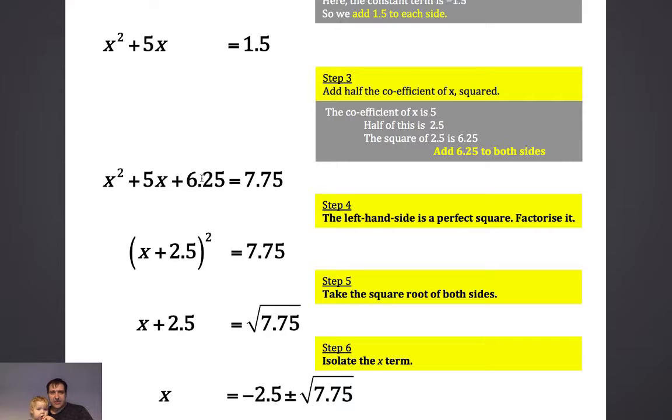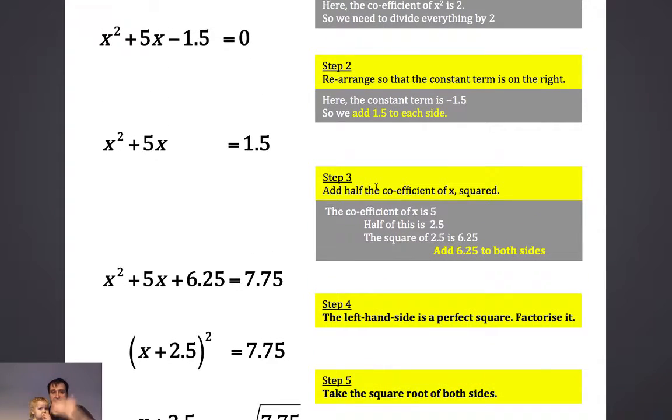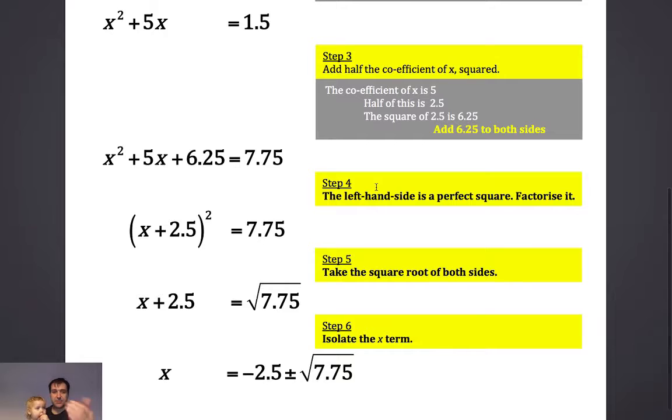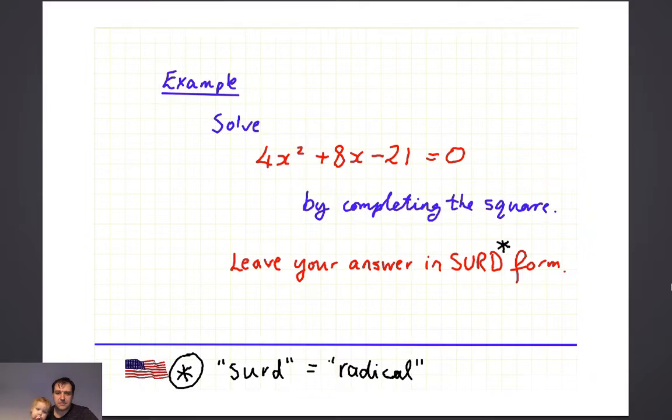Okay, so that's how we did it for that particular example, but you can apply this 6-step program to any quadratic and solve it by completing the square. So you're essentially completing a square on the left-hand side, you're making the left-hand side into an exact squareable quantity.